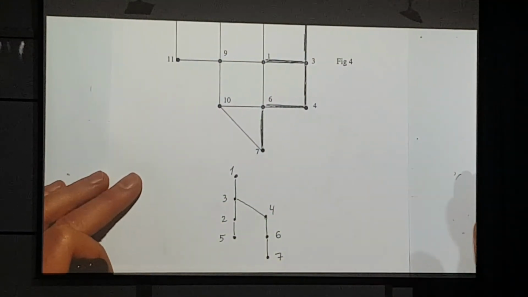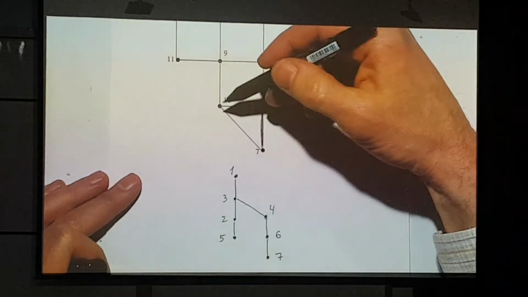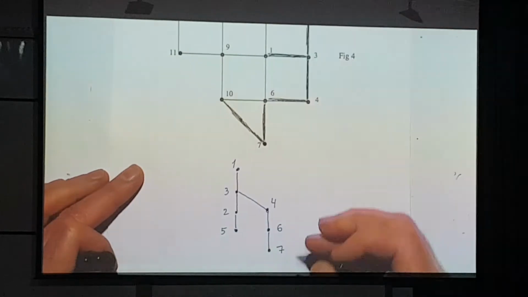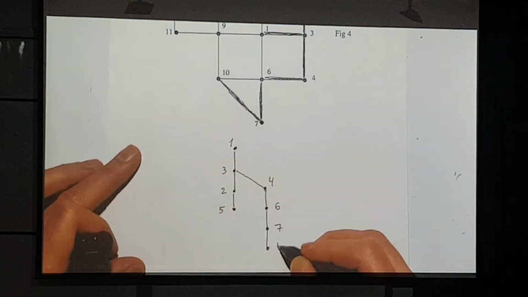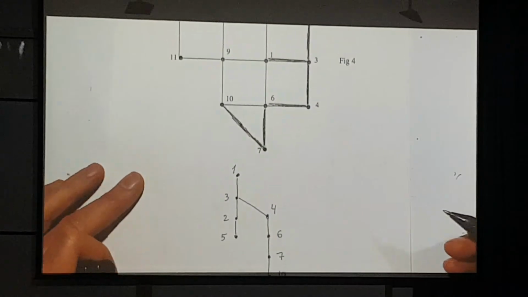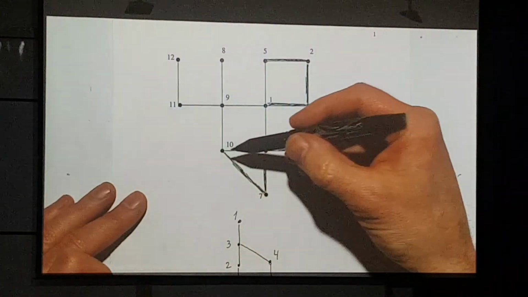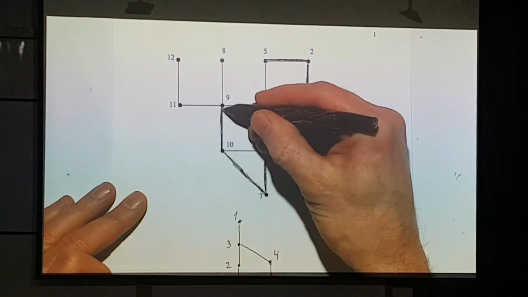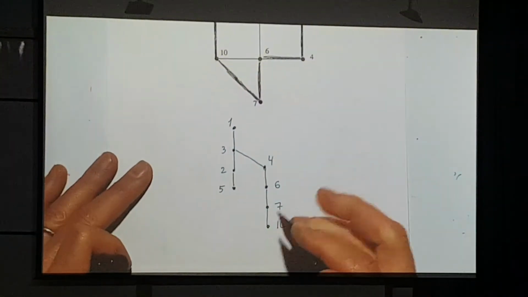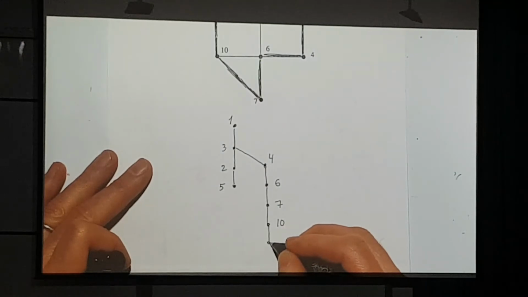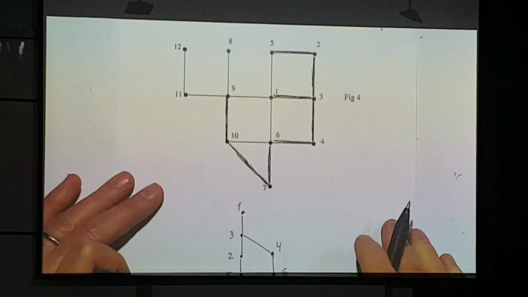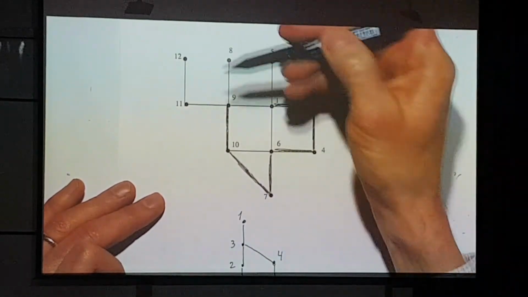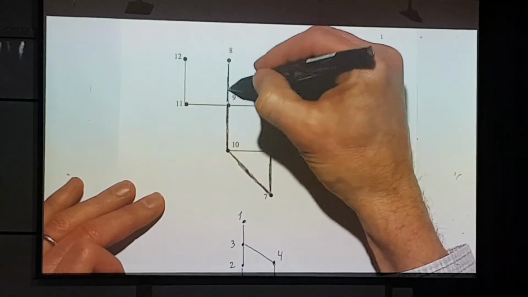Okay. Next, from 7 I can only go to 10. Right? From 10 I can only go back to 9. That's the only new vertex available. From 10 to 9. From 9 I can go either to 8 or to 11. 8 has a smaller label, so I go to 8.